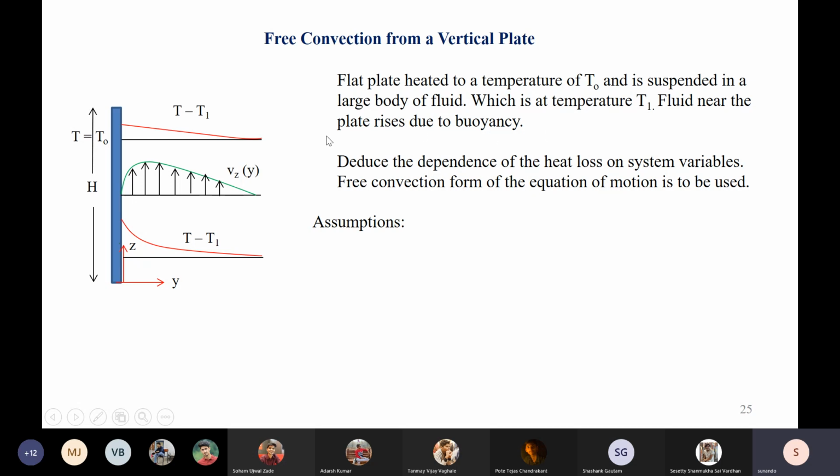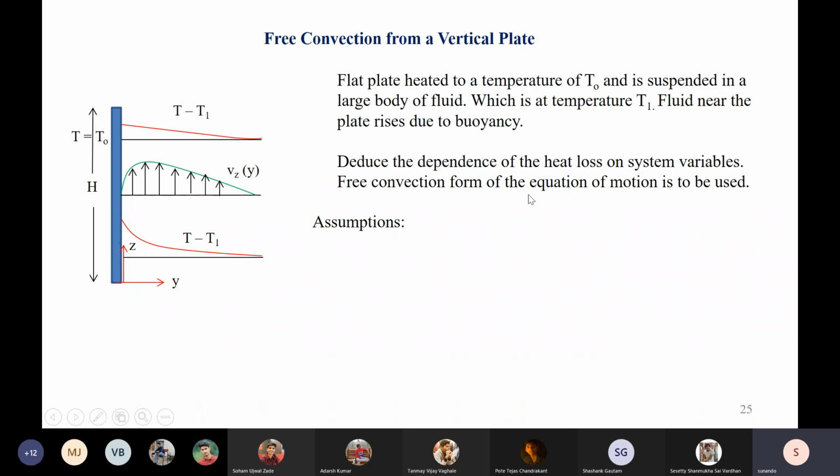It is suspended in a large body of fluid. You could assume that it's a very large body of fluid that extends all the way up to infinity, for mathematical convenience, and it's at a temperature of T1. And fluid obviously near the plate will get heated up and will rise due to buoyancy, and that's how natural convection takes place. And we need to find out the heat loss in terms of the system variables.